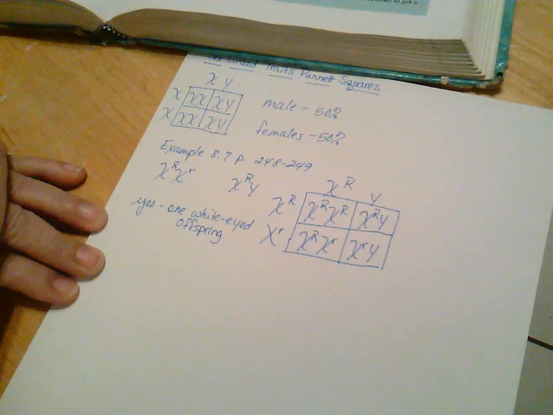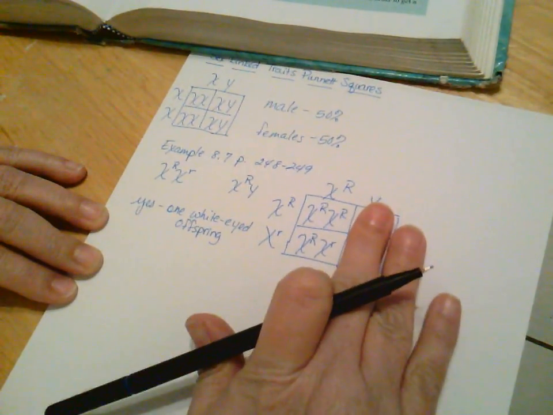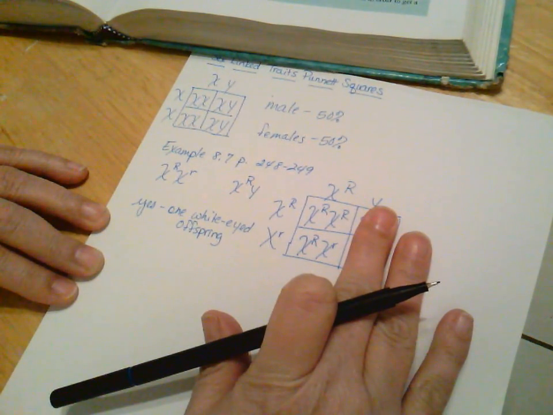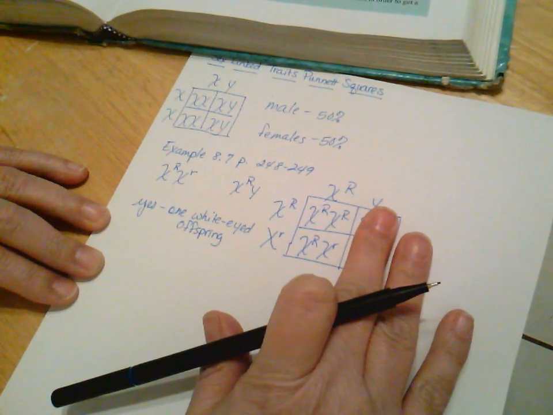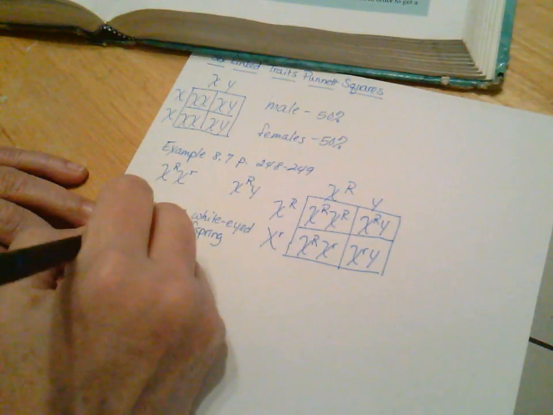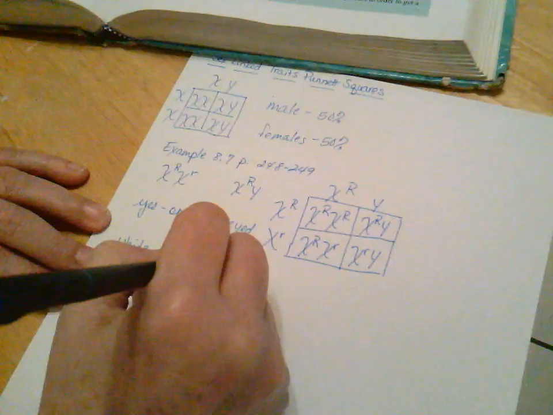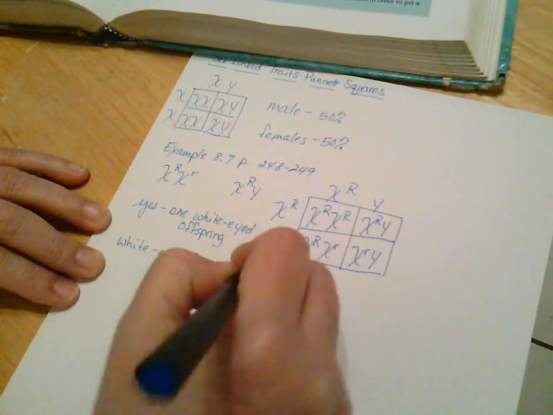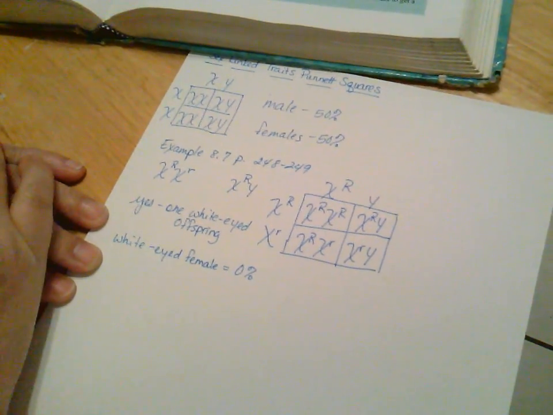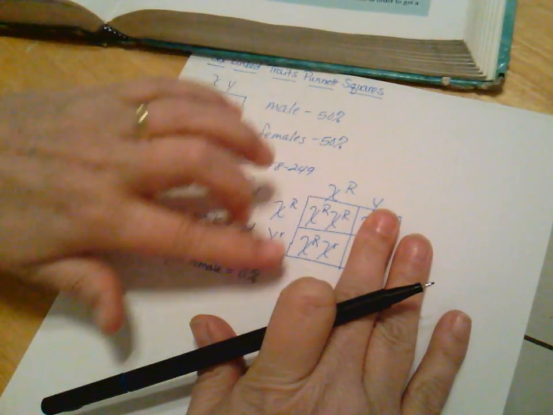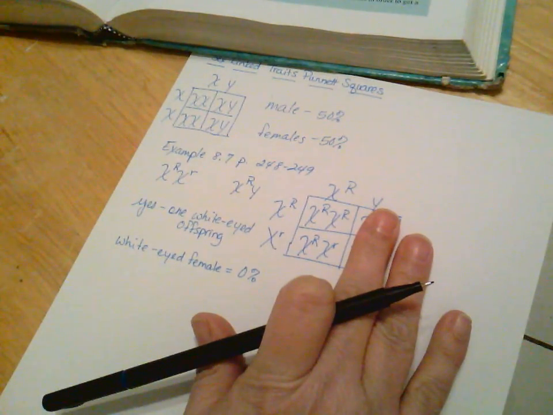It also says, what's the percent chance of getting a white-eyed female? Then all I'm going to look at are just the females. If you look at just the females, they both have at least one big R, which means they're going to be red-eyed. So the percent chance of a white-eyed female is going to be 0%, because none of my females here are white-eyed. They're both red-eyed.